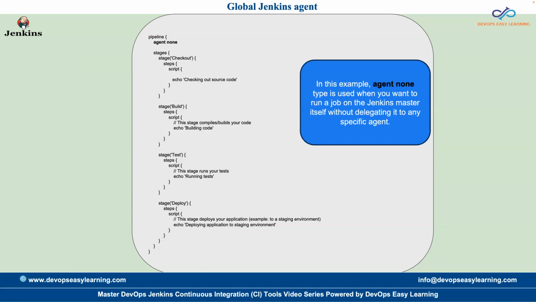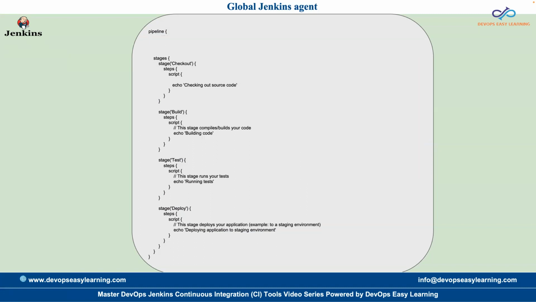The built-in node is actually located on the Jenkins master. It is not an external agent, right? You're telling Jenkins, hey, go ahead, but only use the built-in node. That's the equivalent of agent none. And we have another type of agent.